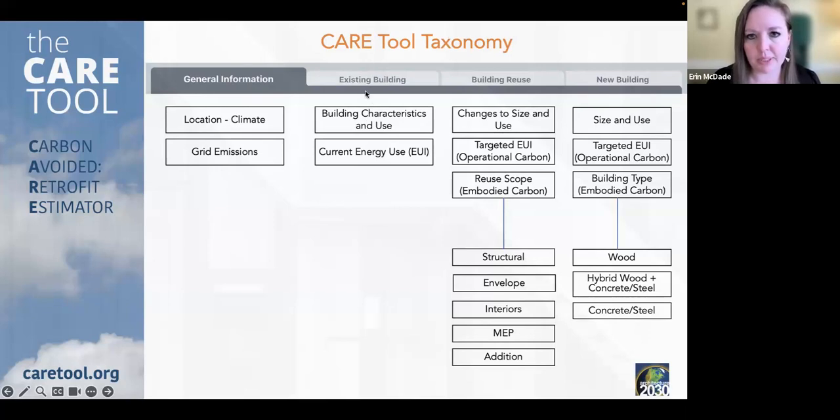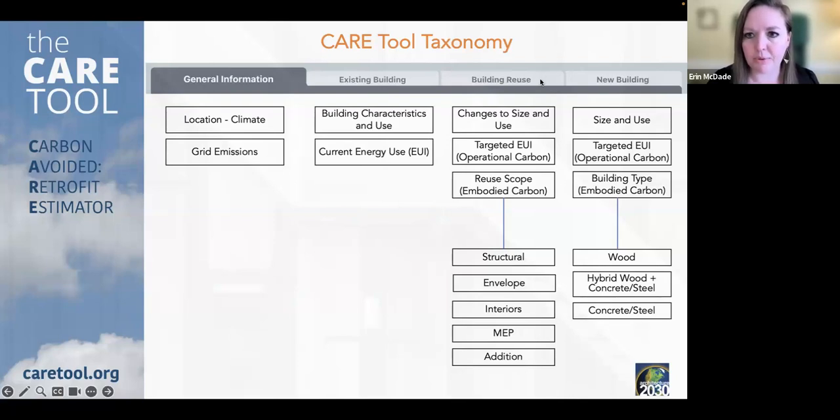On the existing building tab, this is where information is inputted about the building that you're considering either tearing down and replacing or renovating. And so you put in some high level information about what the building looks like, et cetera. This is one of those examples where it'll output default EUIs and emissions numbers that can be overridden or not.